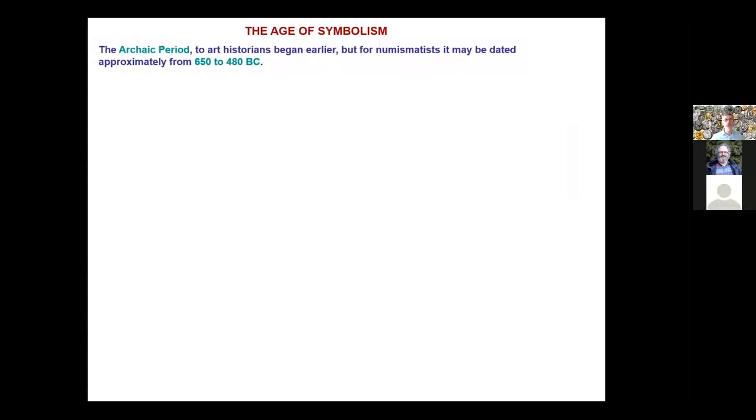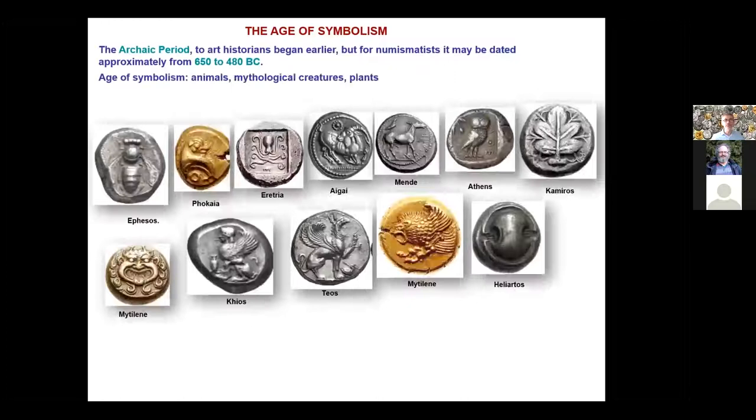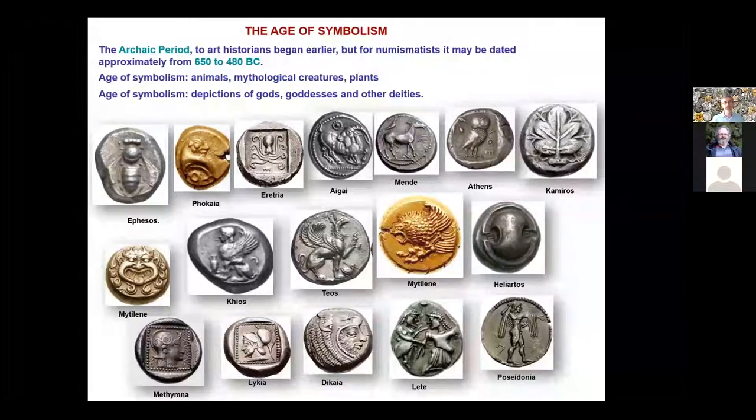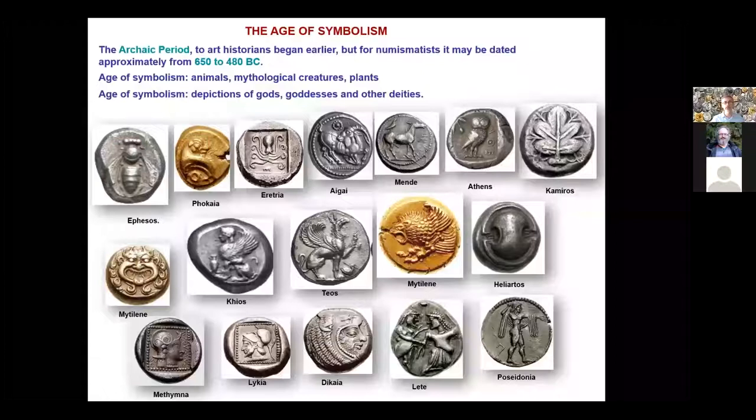This is the age of symbolism. The archaic period to art historians began earlier, but for numismatists, it may be dated approximately from 650 to 480 BC. What do we see? What do we mean by age of symbolism? We have animals, mythological creatures, plants, mostly symbols that cities adopted to identify themselves or to identify their coins. Later, they added depictions of gods, goddesses, and other deities. So we are going to see a lot of symbolism in this period.